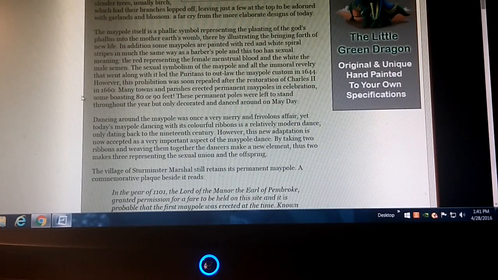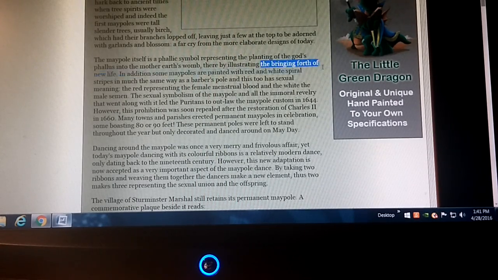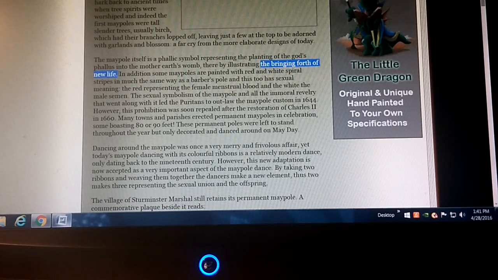Okay, I'm going to skip down to the next paragraph. And I think this is where we're going to leave this maypole thing. But it gives you a clearer connection, I think. The maypole itself is a phallic symbol representing the planting of the god's phallus into Mother Earth's womb, thereby illustrating the bringing forth of new life. Okay, bringing forth of new life. And what I want to say there, as you can see, this ties into fertility rituals. Well, I'll get back to that in just a minute.